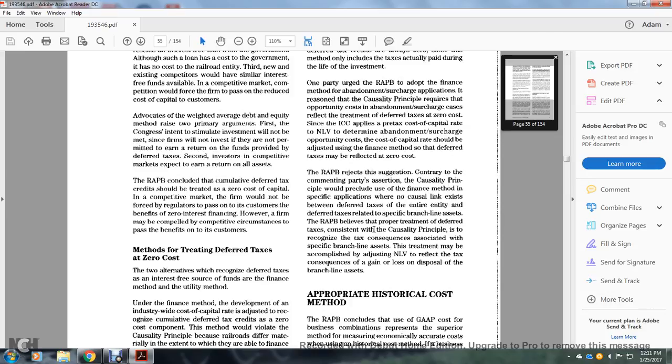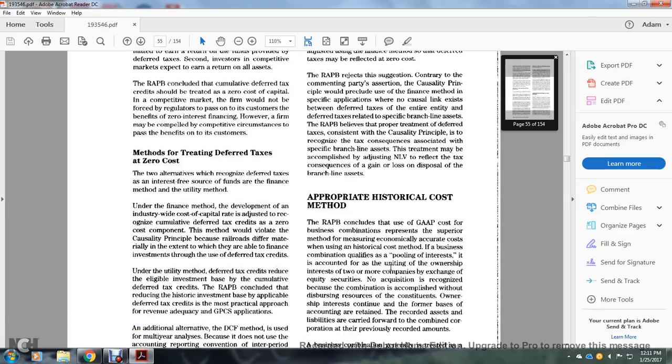The Railroad Accounting Principles Board rejects the aggregation, contrary to the complementary parties' assertion. The causality principle would not include the financing method for this specific application. No causal link exists between the deferred tax entry and the entire entity, or the deferred taxes related to a specific branch line asset. The Board believes the proper treatment of deferred taxes is consistent with the causality principle, which recognizes the tax consequences associated with the specific branch line asset. Such treatment may be accomplished by adjusting the net liquidation value for the tax consequences of the gain or loss on the disposal of the branch line assets.